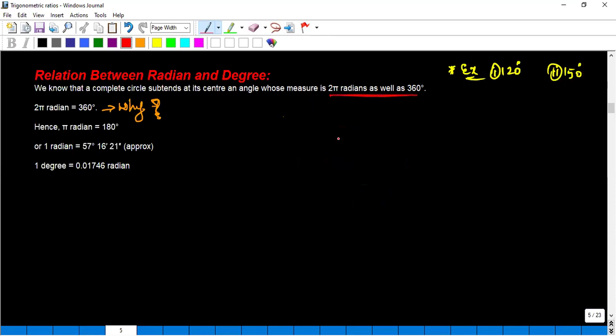How? It's very important. Just try to understand. I am taking a unit circle. What is meant by unit circle? The radius of the circle is 1 unit. Okay, radius of the circle is 1 unit.